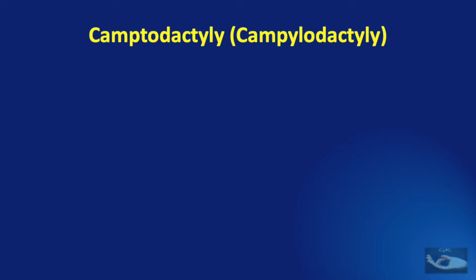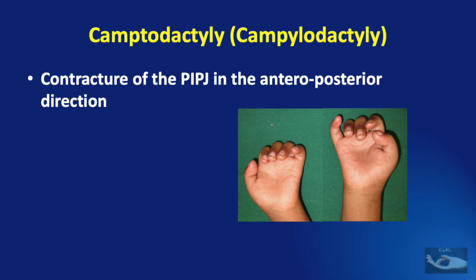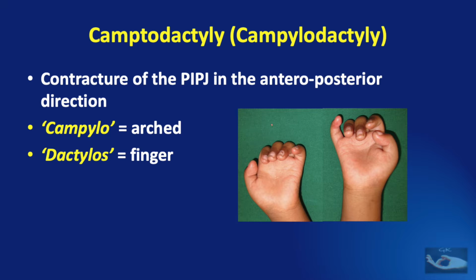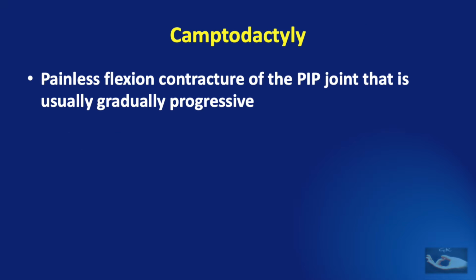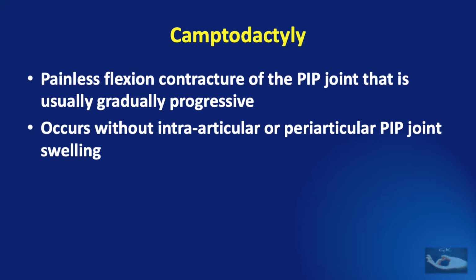Camptodactyly, or campylodactyly as it is sometimes called, refers to a flexion contracture or flexion deformity of the proximal interphalangeal joint of the finger in an anteroposterior direction. Campylo refers to arched and dactylos refers to finger. This painless flexion contracture of the proximal interphalangeal joint of the finger, which is known as camptodactyly, is usually progressive and it occurs without intra-articular or peri-articular PIP joint swelling.